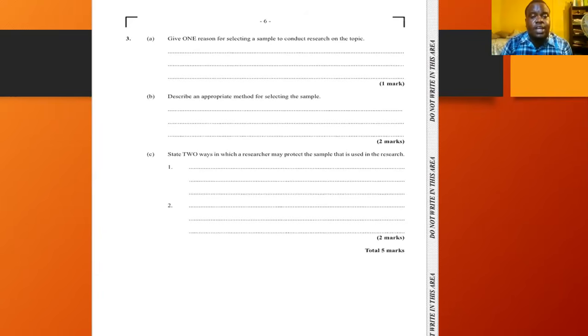State two ways in which a researcher may protect the sample that is used. Two ways that the researcher can protect the persons who participated in the study, the survey, is to ensure that those who are in the sample do not write their names, to protect their identity. And you as the researcher have to ensure that you keep the information confidential. So you're not going to give out the people's answers or their personal details, so that a person will not know that they are the ones who actually participated in the sample, right?